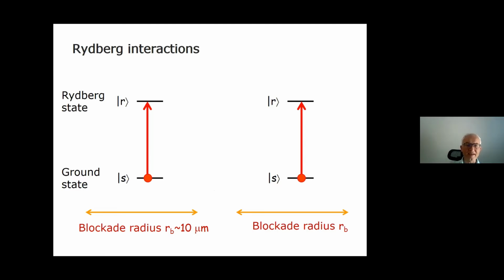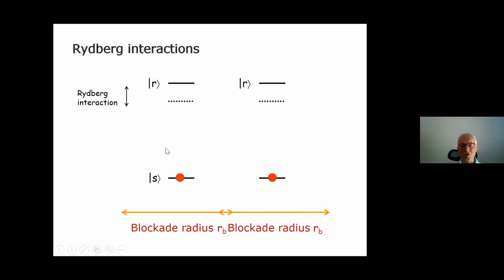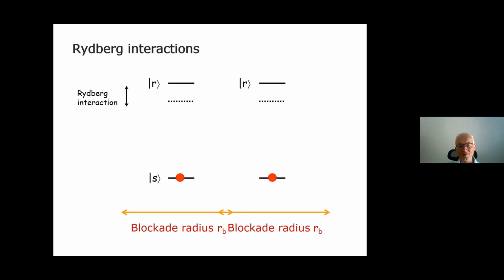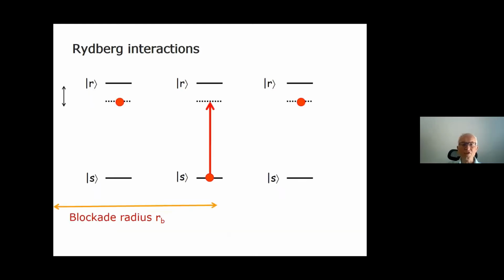And so we can excite the atoms from the ground state to the Rydberg state and back down. However, when the atoms are closer than the blockade radius, then the Rydberg-Rydberg interaction shifts the doubly occupied, doubly excited Rydberg state away from resonance. And so it means the atoms cannot be excited by that laser beam, and they will remain in the ground state predominantly.